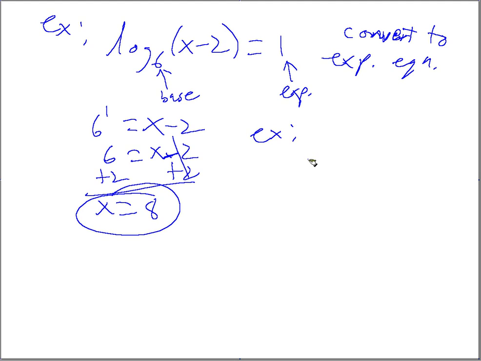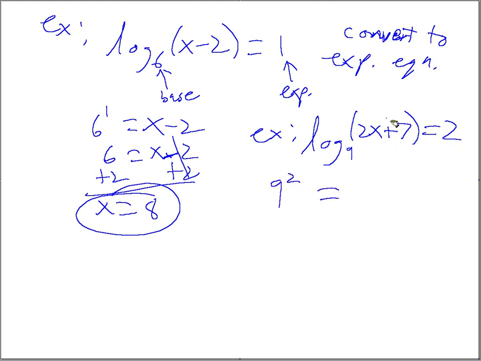Here, let's try another one. Let's solve log base 9 of 2x plus 7, make it equal to 2 here. All right, so again, convert this to an exponential. So here's the base, there's the exponent. So what, 9 squared, can we see that? Base to the exponent is equal to whatever's inside the log, 2x plus 7. Right? What's 9 squared? 81 equal to 2x plus 7. So again, easy equation to solve.